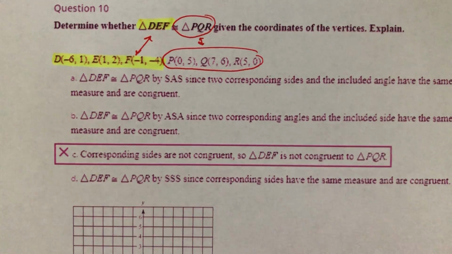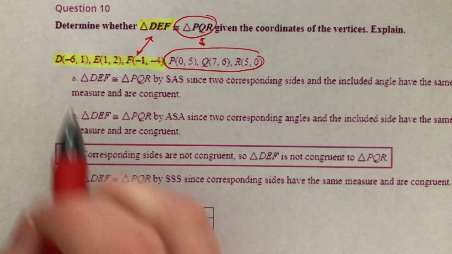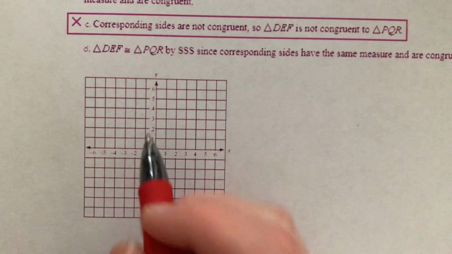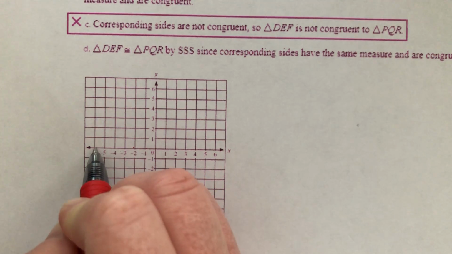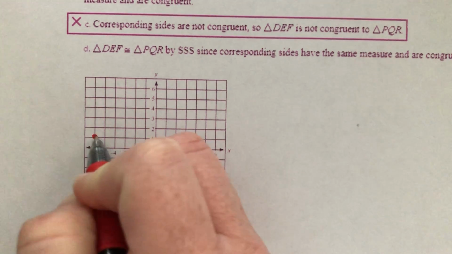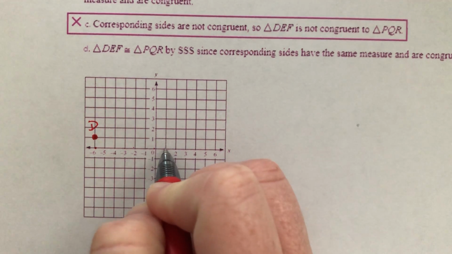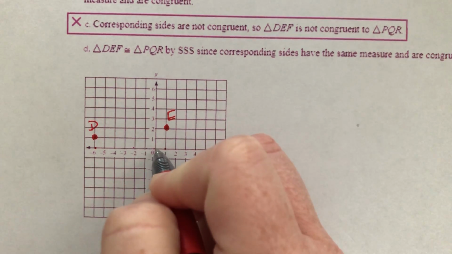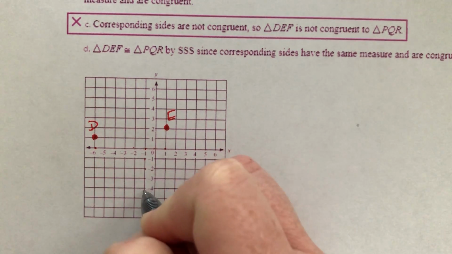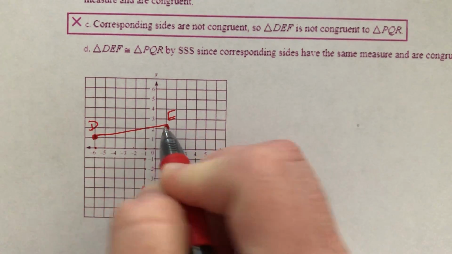You don't have to plot these points. I'm a visual learner. I don't know what you're comfortable with, but for me, I got to look at it and see what I'm looking at. So D is at negative 6, 1. So I'm going to go, here's my x-axis. I'm going to go back 1, 2, 3, 4, 5, 6, and then up 1. That's D. E is at 1, 2, over 1, up 2. And F is at negative 1, negative 4. So I'm going to go backwards 1, down 1, 2, 3, 4. There's F. So there's triangle DEF.